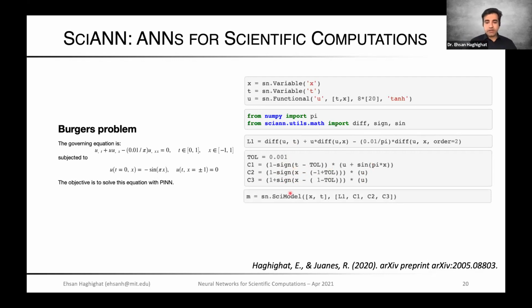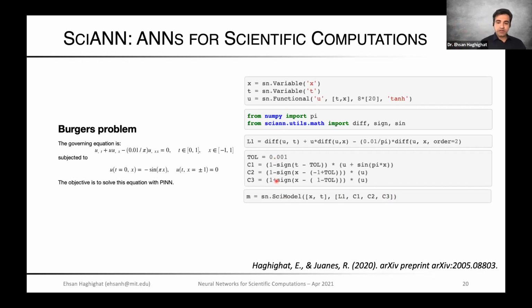Now we can define the optimizer. The optimizer is done with the SciModel. The independent variables are x and t. And then we want to minimize L1, C1, C2, C3, all of them together. By default, it's a mean squared error optimization using the Adam optimizer. You can also change that here. And this is the second part.